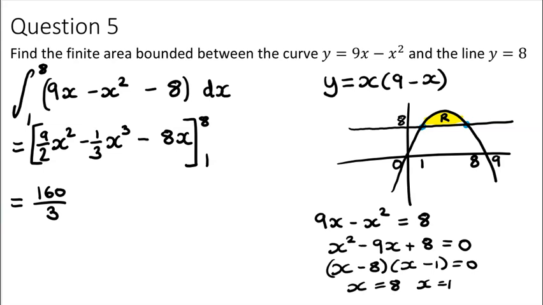160 over 3. And then what we're going to do is take away the lower limit, so take away the 1. And then just work that out to get 343 over 6.